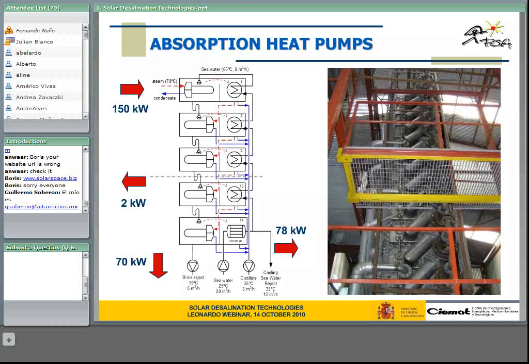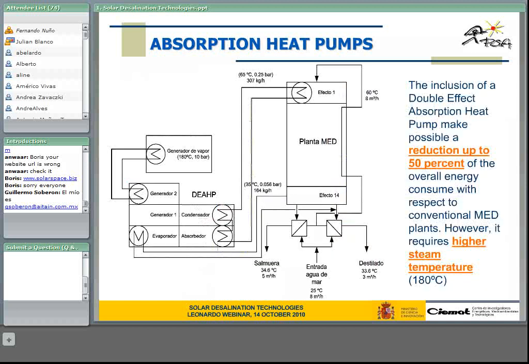So at the end we have a significant amount of steam we have to condense just to produce this, and this is why we have this amount of energy that we lost in the last effect. So the idea of introducing a double effect absorption heat pump is to try to recover this energy, and then we reduce by half, or even a little more than that, the net energy that the plant needs.